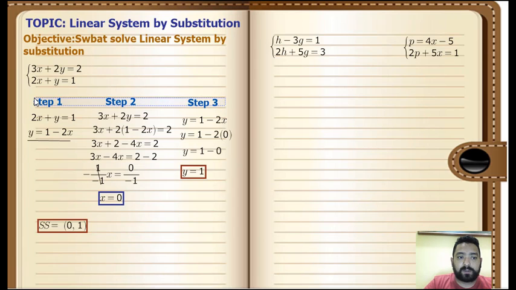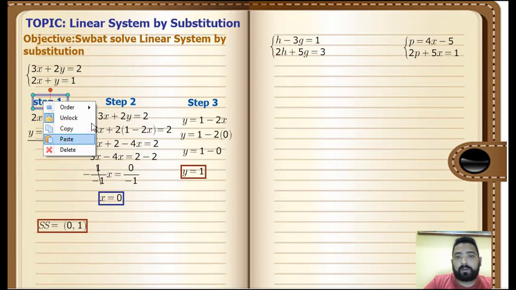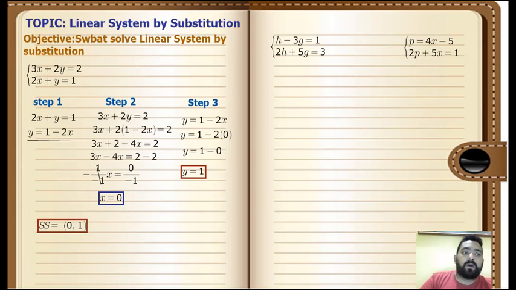So I'm going to copy these steps. We are going to copy just step 1 here. In step 1, remember, you have to take one of the functions. You have to think about which function to take. In this case, I'm going to take the first one because it's better for isolating. So I'm going to write h equals, we copy positive 1 here, and this is negative, we pass to positive 3g. This is our first step.